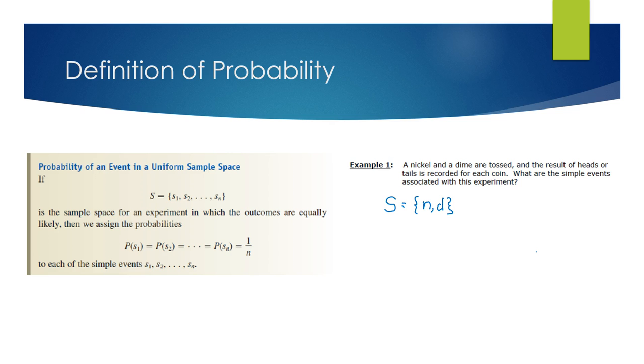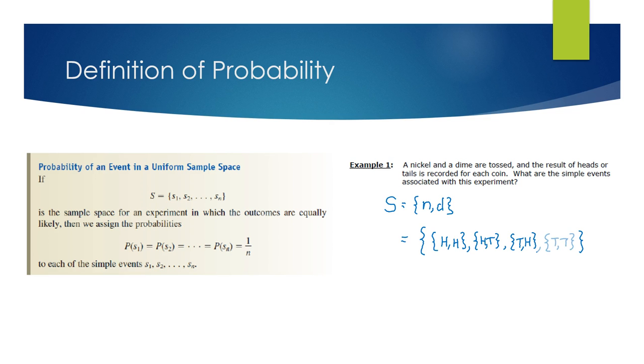So the simple events: I could have the nickel be heads and the dime be heads. I could have the nickel be heads and the dime be tails. I could have the nickel be tails and the dime be heads. So this one's behaving more like a permutation because it does matter. Saying one's heads and one's tails is different than saying the nickel is heads and the dime is tails. So make sure you keep the difference in mind.